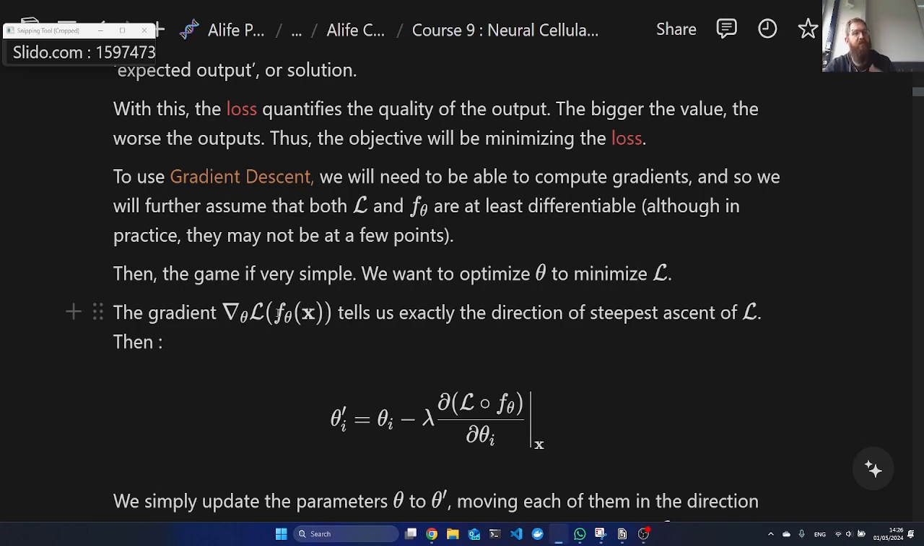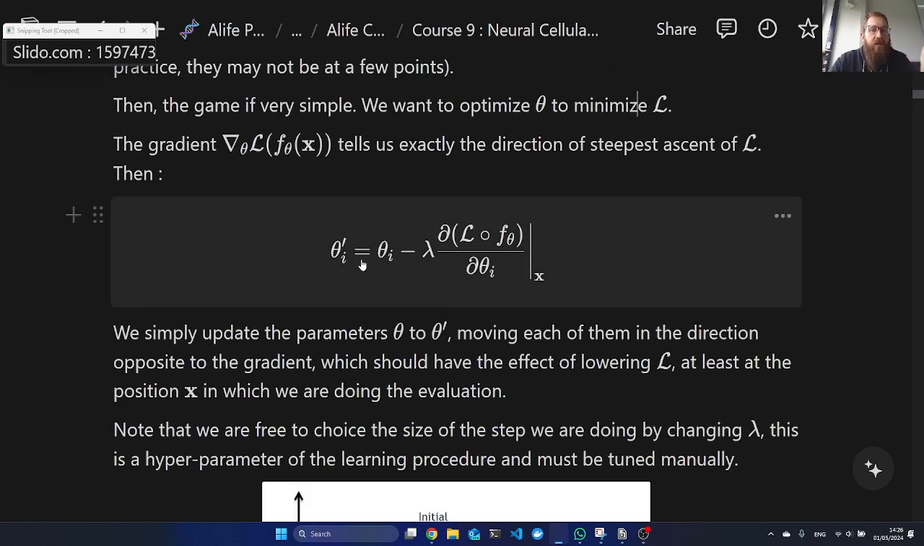This you can do if f theta and L are functions that you can differentiate. If they are composed of polynomials, the known function, you can do that. And then what you're going to do is update your parameters such that they get a little bit closer to the direction that the gradient is telling us, right?